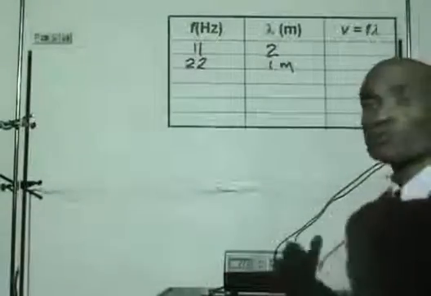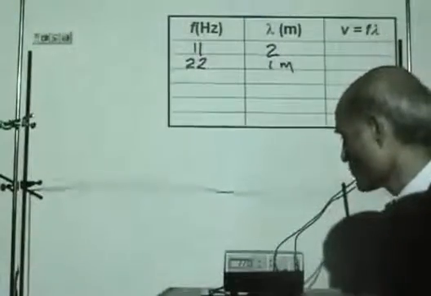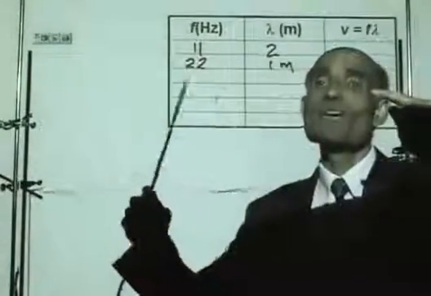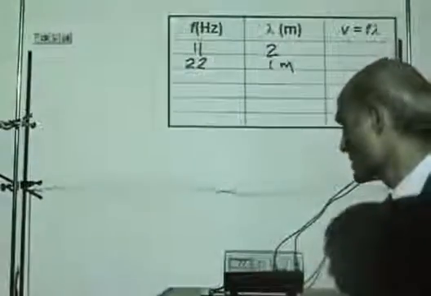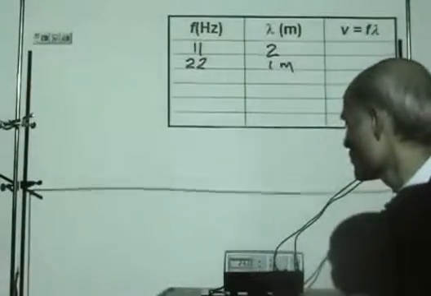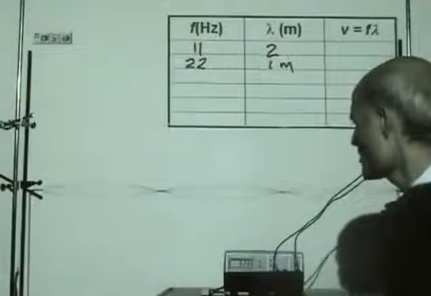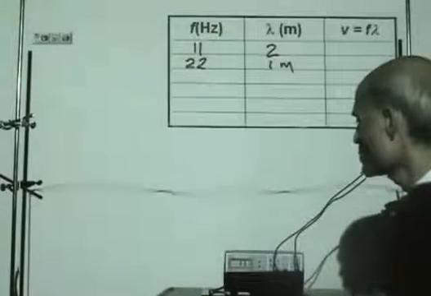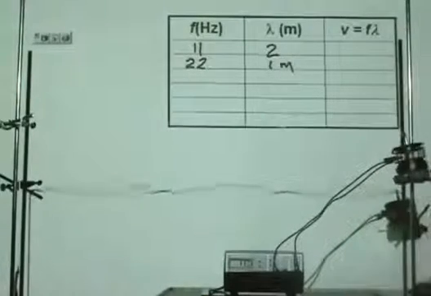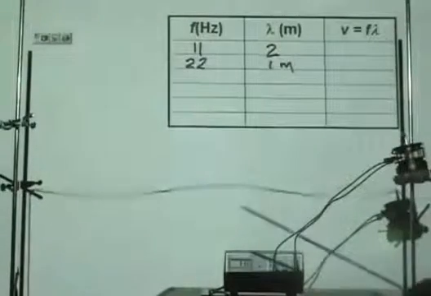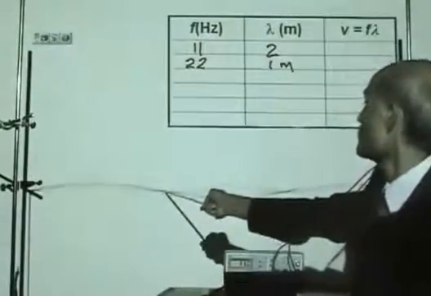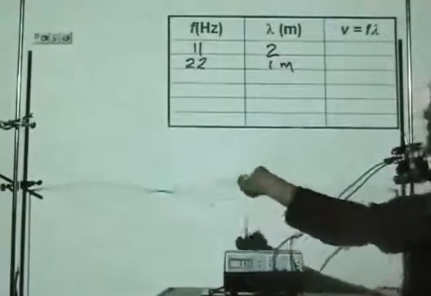Okay, next I'm going to go to the third harmonic. Now the third harmonic is when the string vibrates in how many loops? There will be 3 full loops. So I'm going to increase the frequency so that we have the third. Yeah, there we are. This is the third harmonic. The string is now vibrating in its third harmonic. You have a node, antinode, a node, antinode, a node, and so on.